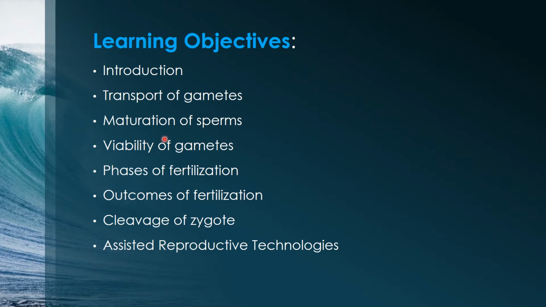In this lecture, we'll discuss the transport of the gametes, the maturation of the sperms, how the gametes are viable, the phases or the sequences of the events of the fertilization, then the results or the outcomes of the fertilization, the cleavage of the zygote, and a few of the assisted reproductive technologies.